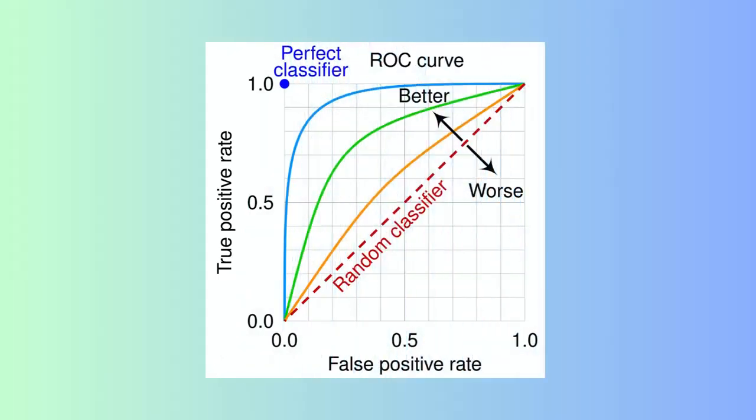AUC, area under the receiver operating characteristic curve, is a measure of the neural network's ability to distinguish between classes across all thresholds. Example, an AUC close to 1 indicates excellent performance. It gives an overall sense of how well the model can separate sick from healthy patients.